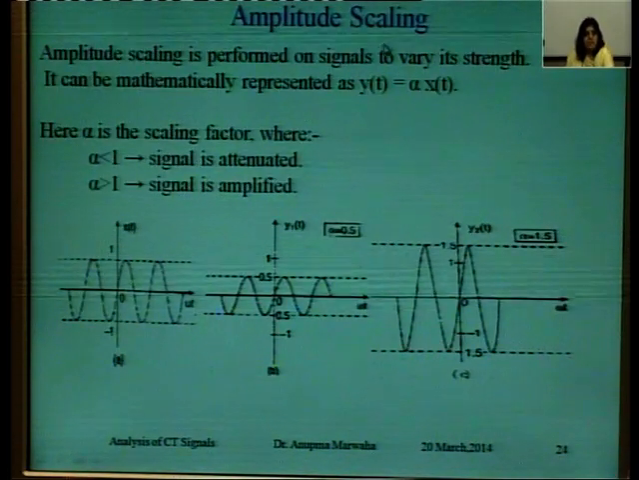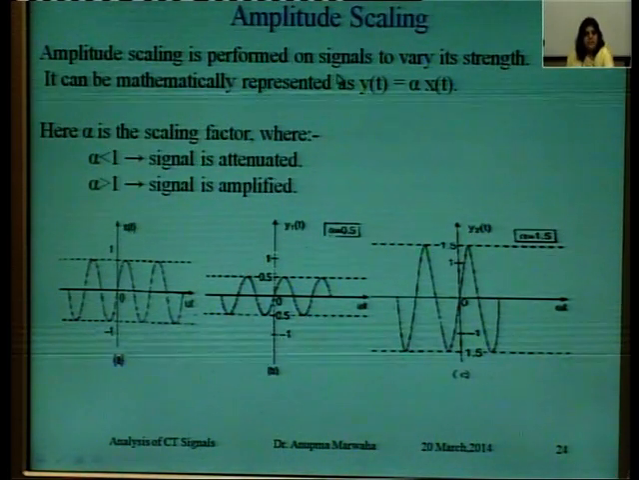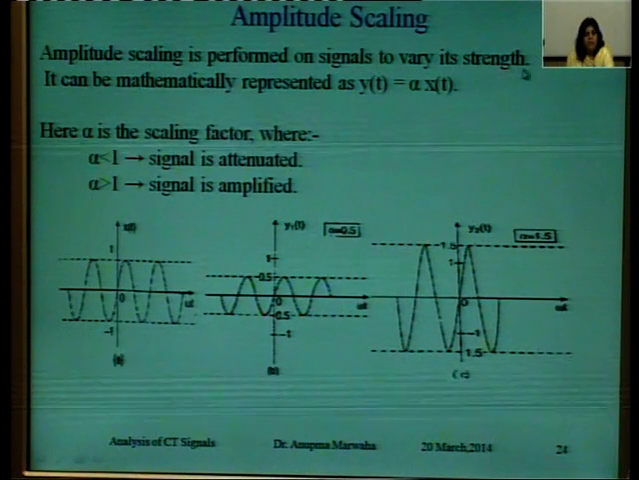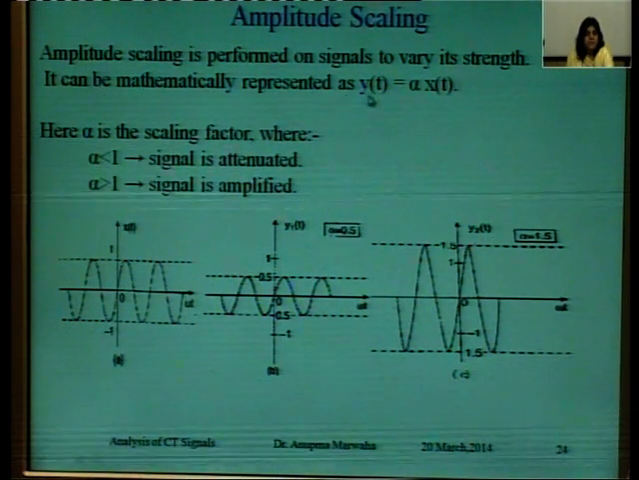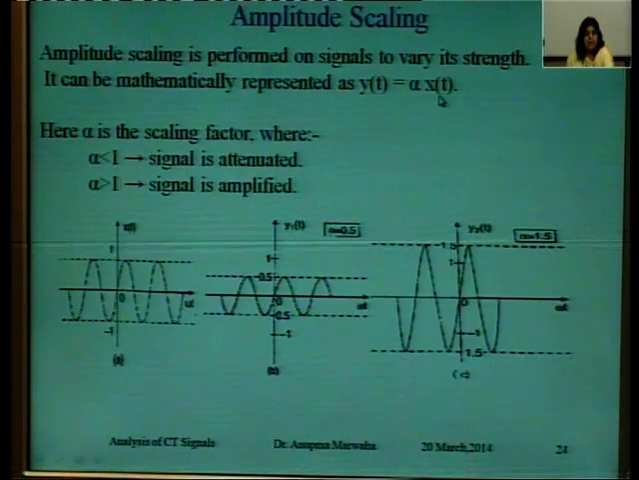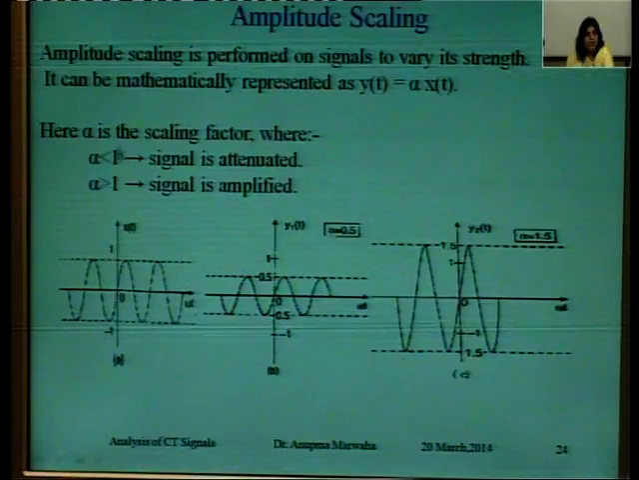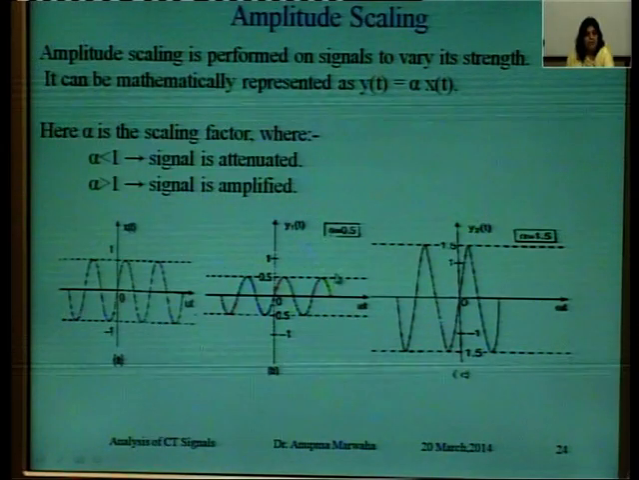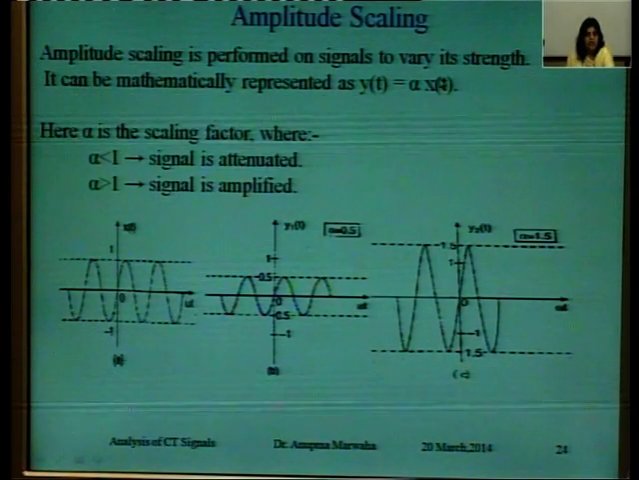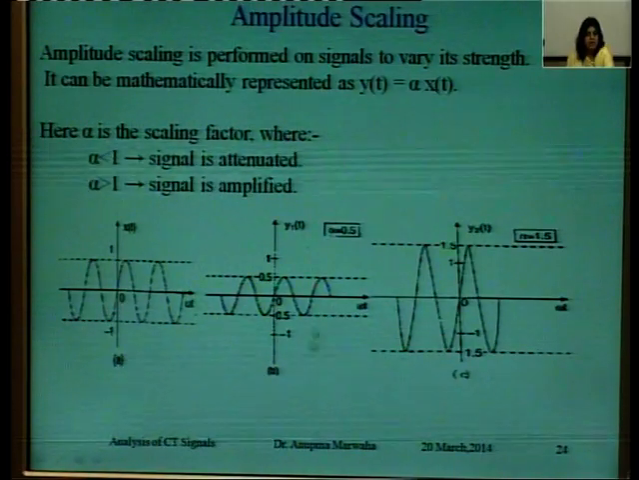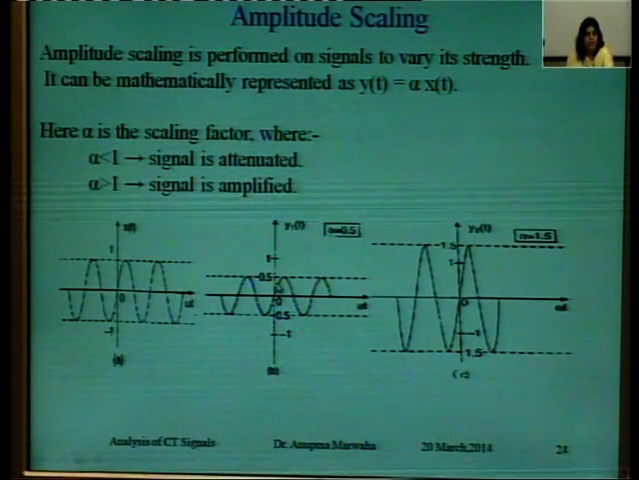Now, what is amplitude scaling? Amplitude scaling is performed on the signal to vary its strength, that is, the signal y(t) will be represented as alpha times x(t), where alpha is the scaling factor. Depending upon the value of alpha, the signal strength will be varied, that means either the signal will be amplified or it will be attenuated.